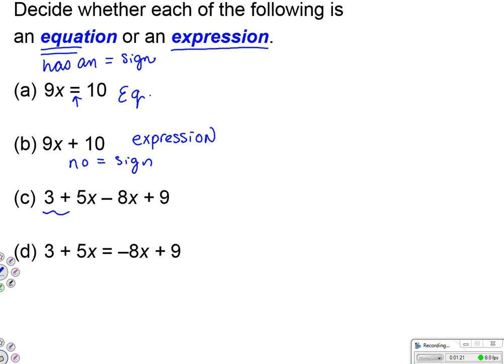Again, I'm searching as I'm looking left to right. I do not see an equal sign. This is an expression. And D, obviously, we got the equal sign. It's saying the left side equals the right side. This is an equation. So they're fairly easy to discern, right?